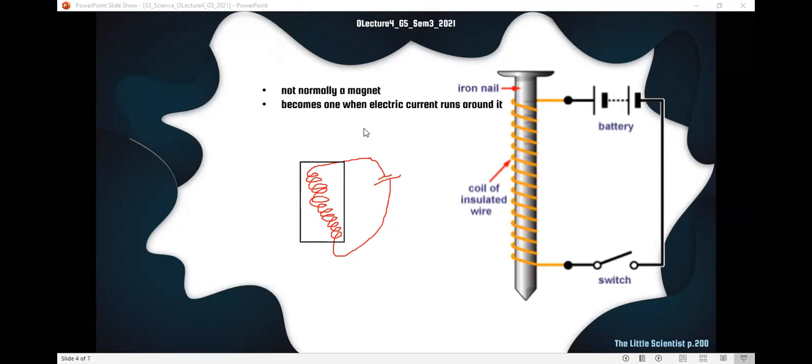So, do wires usually attract metals? If you put pins and then you use a wire, does it attract them?